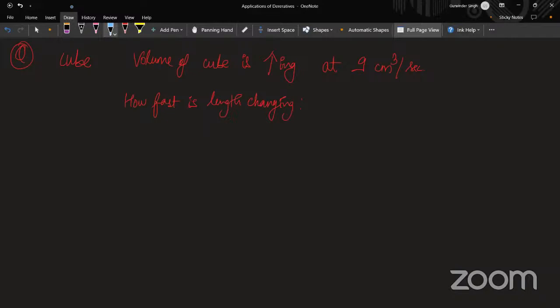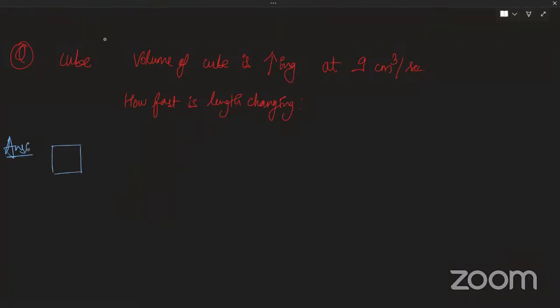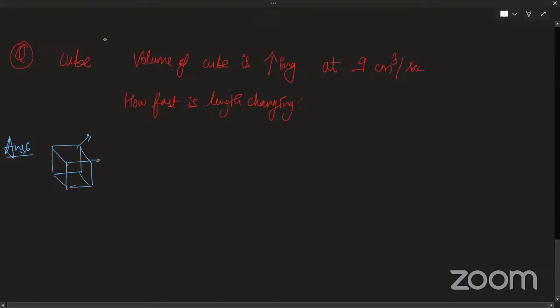For example, you have a cube, something like this, whose dimensions are increasing. So its length is increasing continuously. The edge length is already given to you: when the edge length is 10 centimeters, it is asking you how fast is the length changing. So now you can just see length changing with respect to time. The volume is being given with respect to time, 9 centimeter cube per second. So it is asking me how fast is the length changing with respect to time.